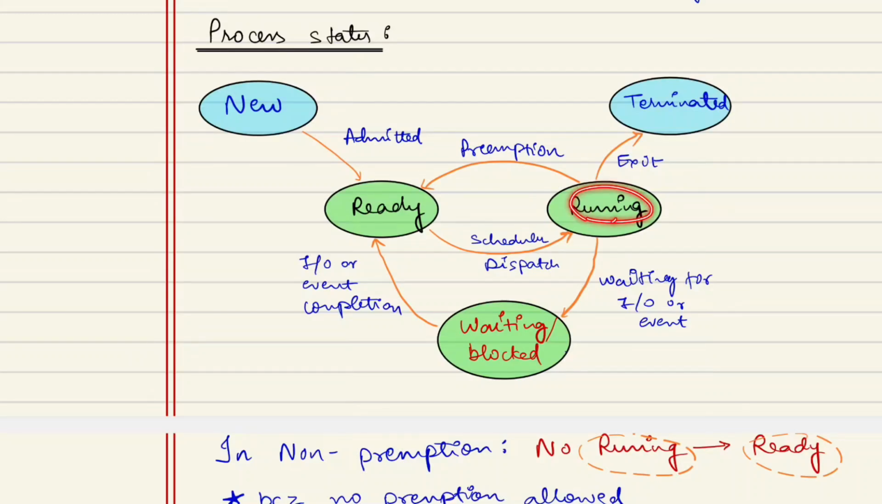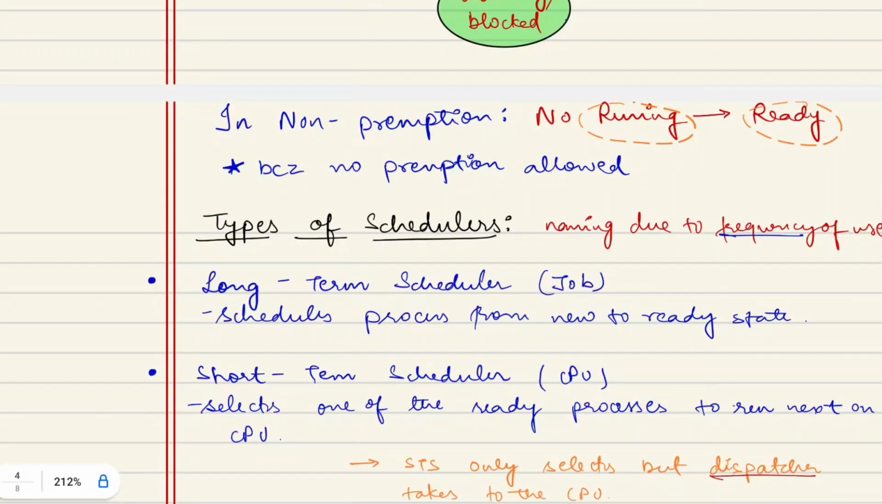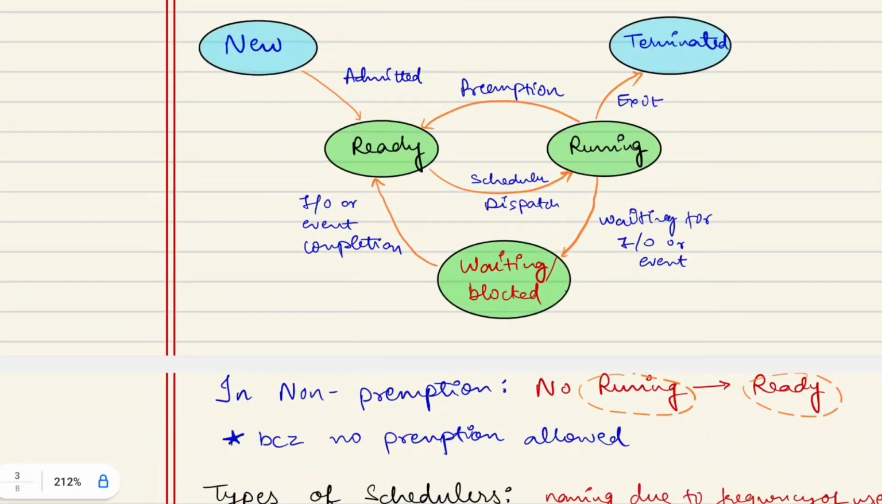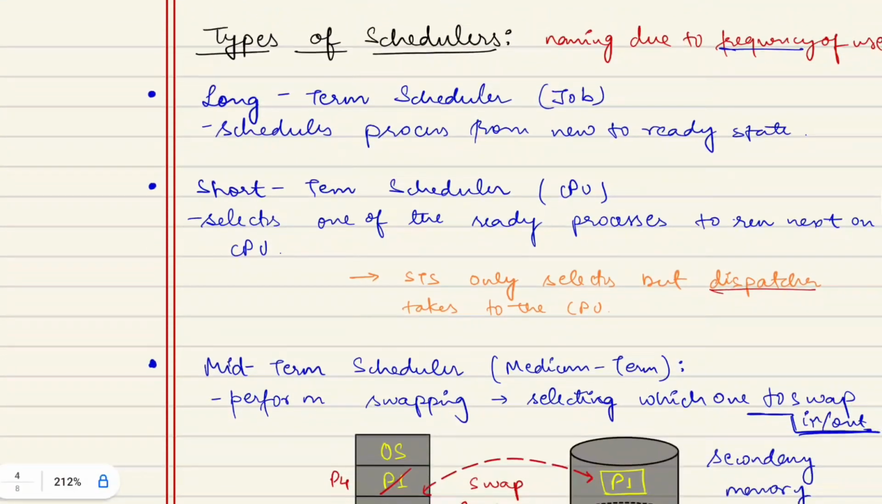And suppose we are in the running state, but our process P2 wants input through mouse, keyboard or anything, then it will go and wait for an IO event or another process. So it will be in a waiting state or blocked state. After that, if the IO event is completed, it will go back to the ready state. And if it is non-preemptive, there will be no running to ready transition. This arrow comes only with preemption; if it is non-preemptive, it will not come here, because there is no preemption. Now, the types of schedulers: long-term scheduler, short-term scheduler, and mid-term scheduler.